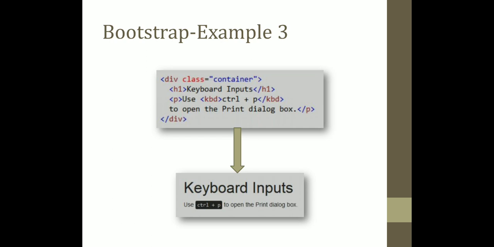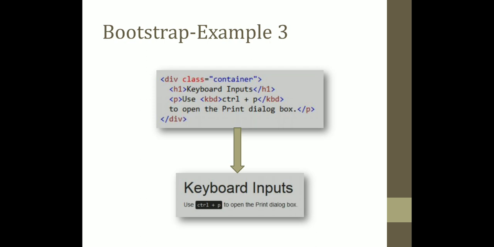Then the third example of Bootstrap is given with the div class container, and the heading using keyboard input. With the paragraph we have seen use kbd control plus p. Okay, so kbd is given for keyboard. So from the keyboard you can use control plus p to open the print dialog box. Okay, so we want to use that print command, and we want to tell about how this print command is used.